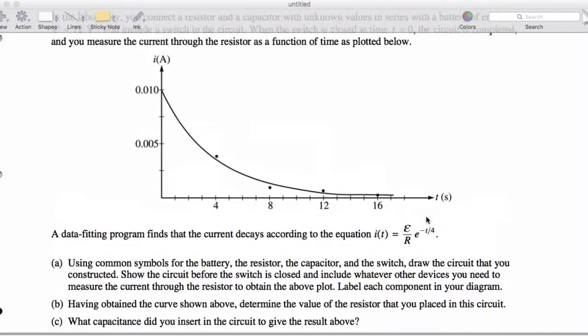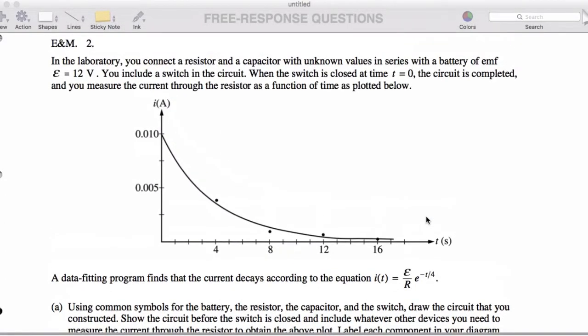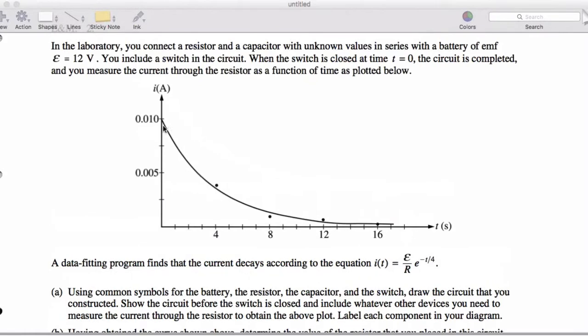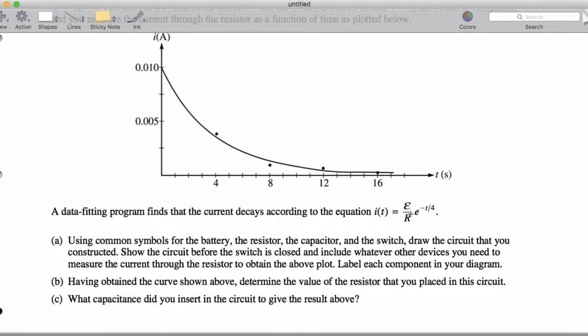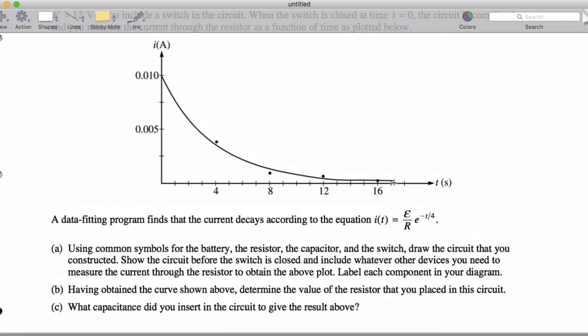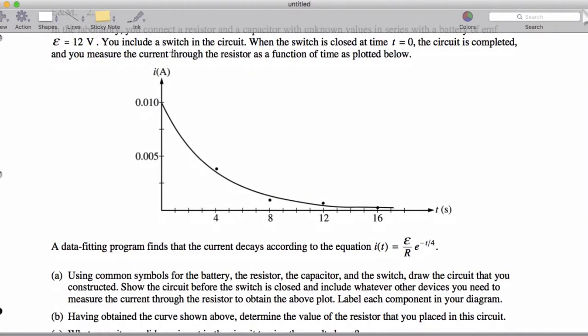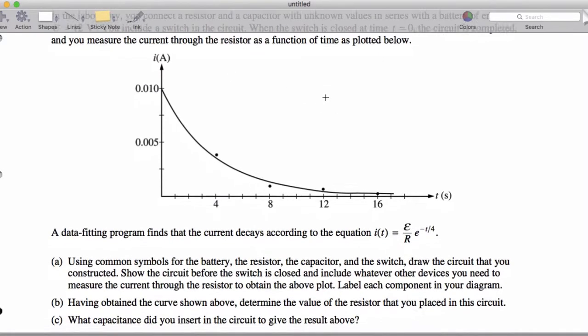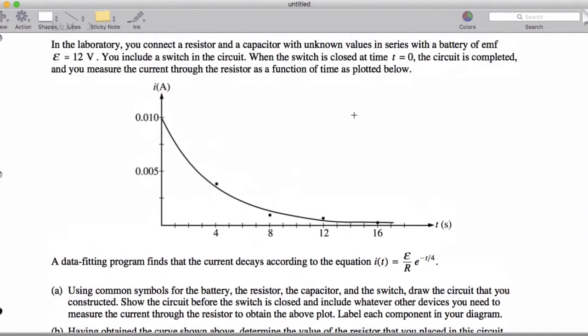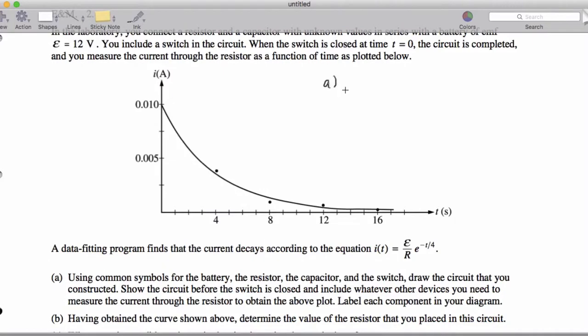All right, so we have an RC circuit here. The voltage on the battery is 12 volts. We have a current passing through the resistor, as we're told. And so let's just draw a schematic of the battery in part A.